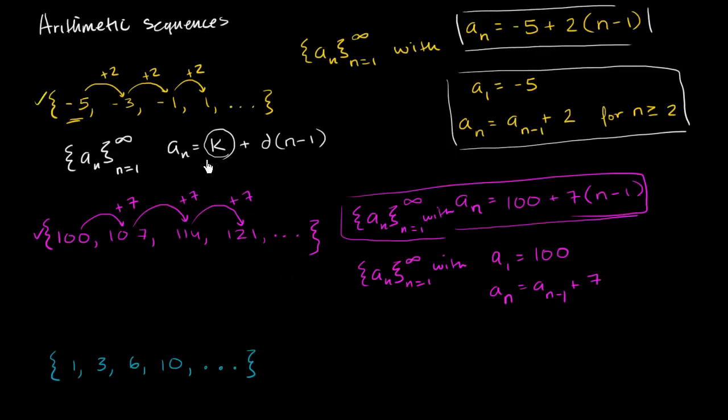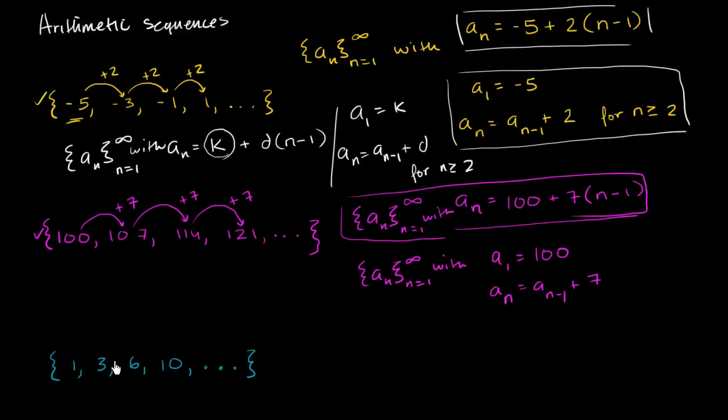The other way that you could write it, the recursive way of defining an arithmetic sequence generally, you could say a sub 1 is equal to k, and then a sub n is equal to a sub n minus 1. A given term is equal to the previous term plus d for n greater than or equal to 2. So once again, this is explicit. This is the recursive way of defining it, and we would just write with there.